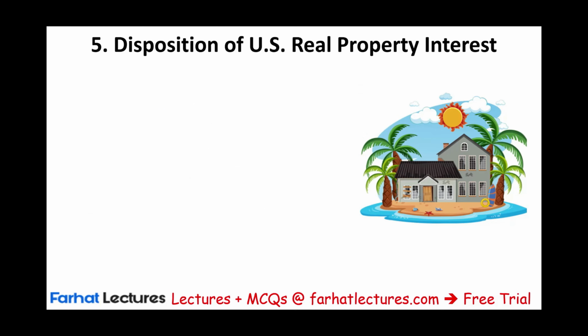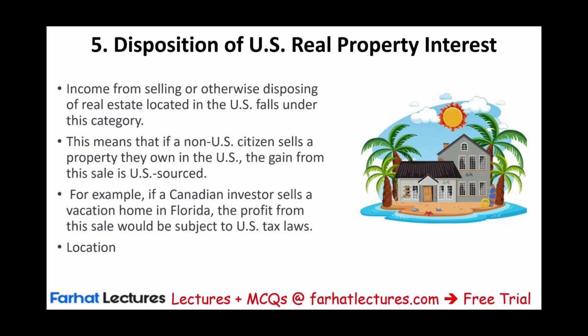Disposition of US real property interest. If you own property in the US and you get rid of it, income from selling or otherwise disposing of real estate located in the US is also US source income. This means that if a non-US citizen sells a property they own in the US, the gain is subject to US tax. For example, if a Canadian investor owns a vacation home in Florida and they sell it, the profit from that sale would be subject to US tax law because the location is Florida.